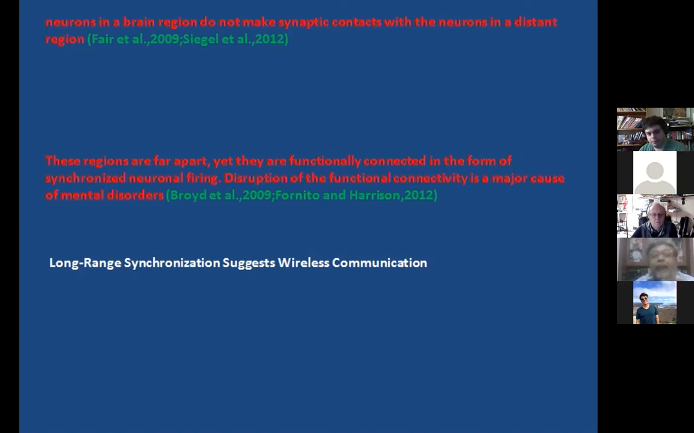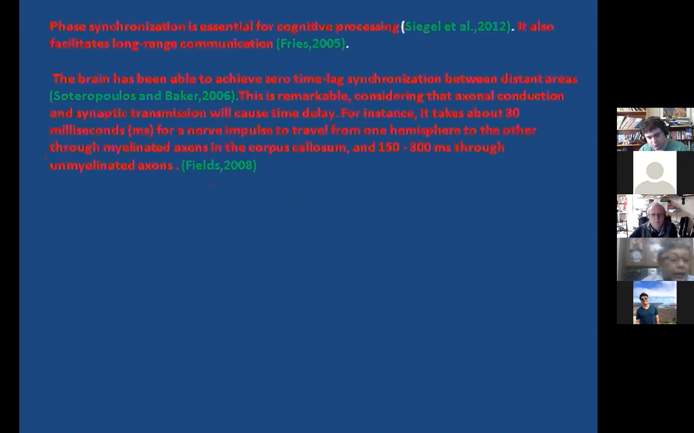The different regions of the brain, the alpha, beta, delta, gamma, there would be some kind of synchronization to form some kind of emotion or perception. Now, phase synchronization is essential for cognitive processing. Also, it facilitates long-range communication.